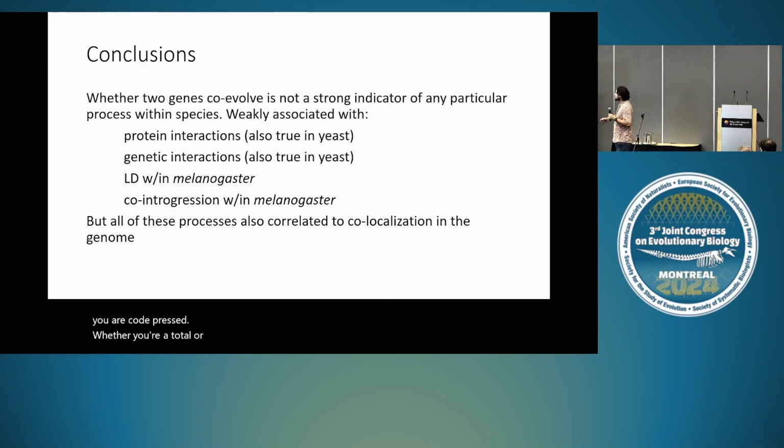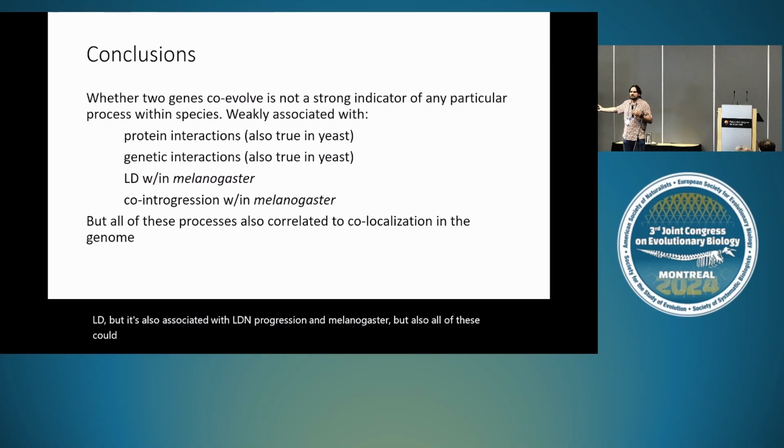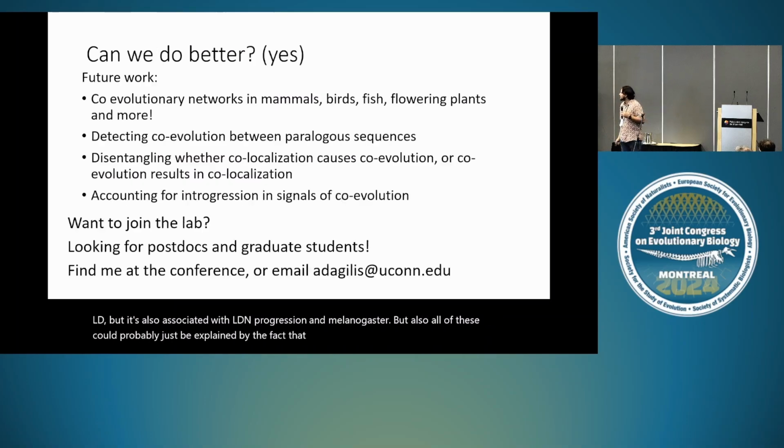All right, so I'll very quickly wrap up. Whether 2 genes co-evolve or not is not a strong indicator of any particular process within species. It's weakly associated with protein interactions, that's also true in yeast. Genetic interactions, also true in yeast. I didn't talk about LD, but it's also associated with LD in melanogaster, with co-introgression in melanogaster, but all of these could probably just be explained by the fact that they're close to each other. Can we do better? Probably, by including more genes.